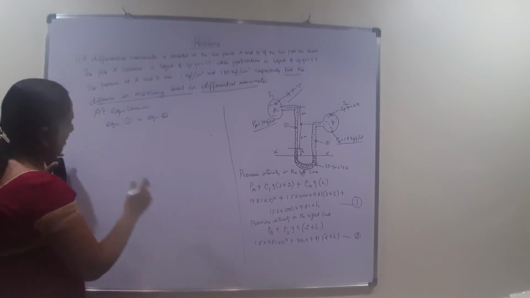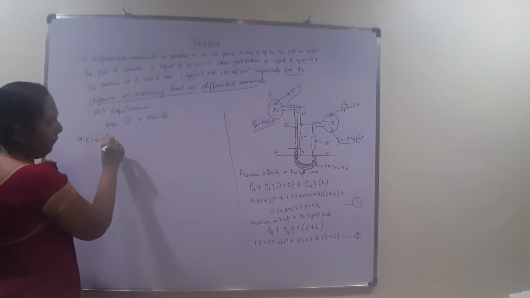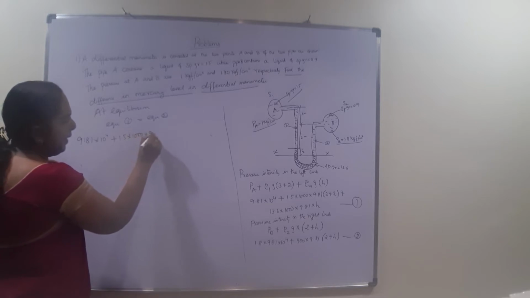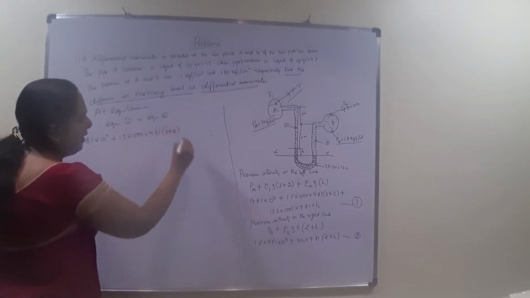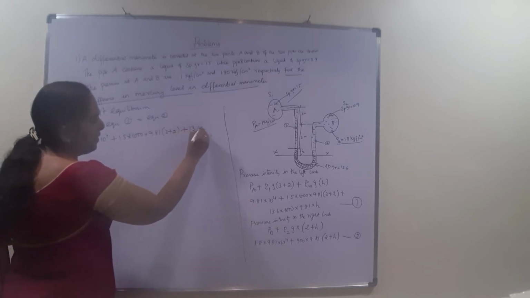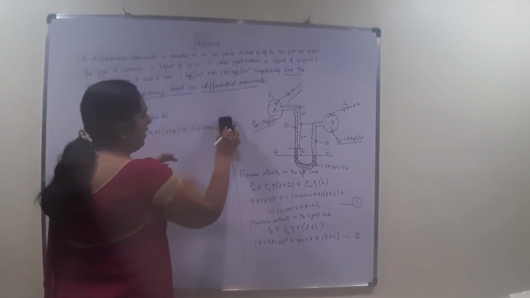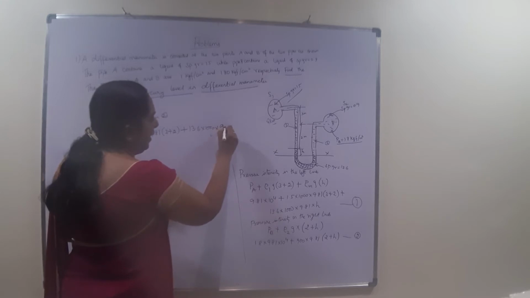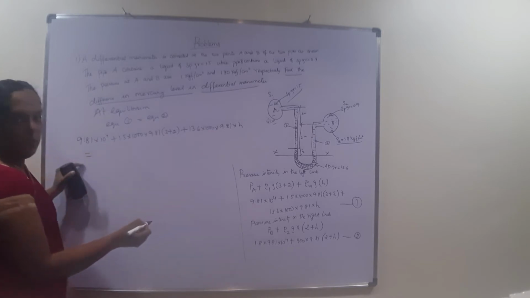So here what is the equation you got? 9.81 into 10 to the power 4 plus 1.5 into 1000 into 9.81 into 3 plus 2. Just I am rewriting this, plus 13.6 into 1000 into 9.81 into h. Am I right? So this is my equation in the left limb.